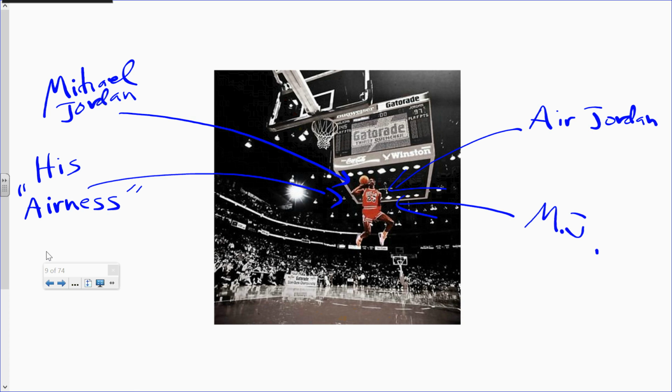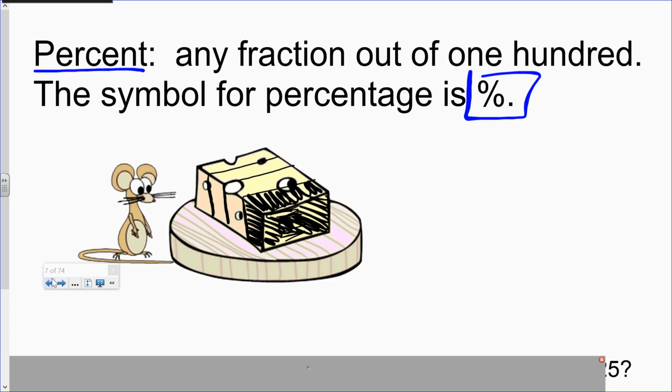So the point here is this. All these different names, there's 4 of them, refer to the same man. Different names for the same man, right? Now, coming back over here to the piece of cheese. That same concept of different names for the same thing, let's just review.